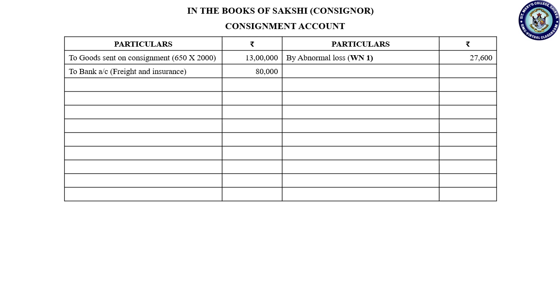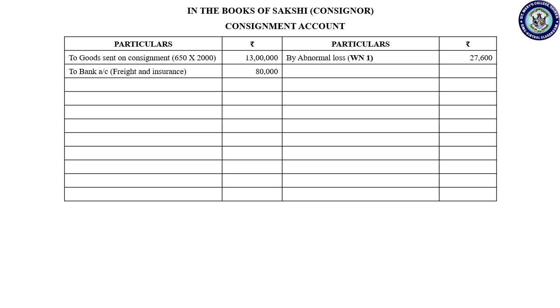Next, the insurance claim was settled, so that we have to take in the abnormal loss account, not in the consignment. And Sonakshi took the delivery on consignment and accepted the bill drawn to her by Sakshi. So the bill is recorded in the consignor's account and in the consignee's account, because Sakshi draws the bill on Sonakshi, right? So one in Sakshi's books, one in Sonakshi's books, not in consignment.